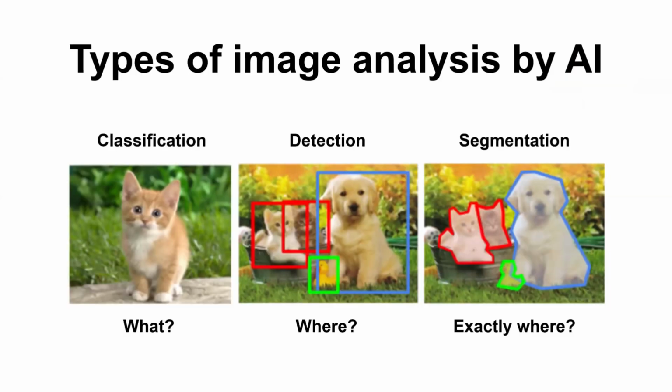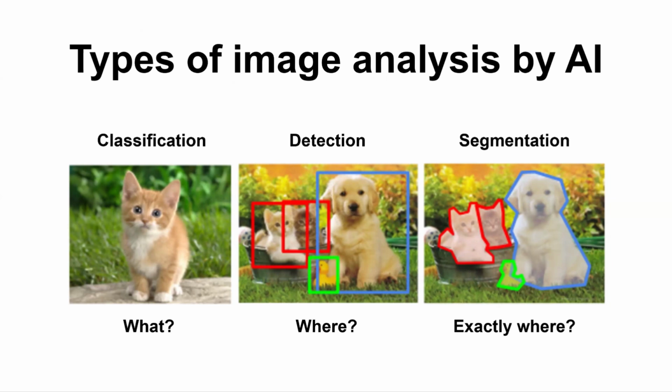Now, let's take a look at the types of image analysis by AI. The first one is classification. If you were shown the photo on the left-hand side and asked, what is this? You could classify it as a cat. The first step of being able to classify is called classification.